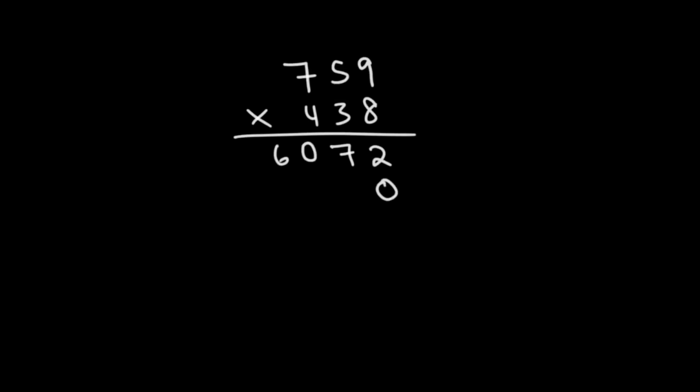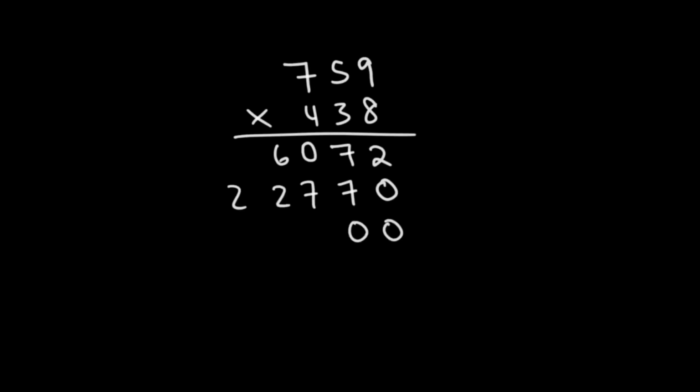Now, add a 0. 3 times 9 is 27. So write the 7, carry the 2. 3 times 5 is 15, plus 2, that's 17. So let's write the 7, carry the 1. And then 3 times 7 is 21, plus 1, that's 22.